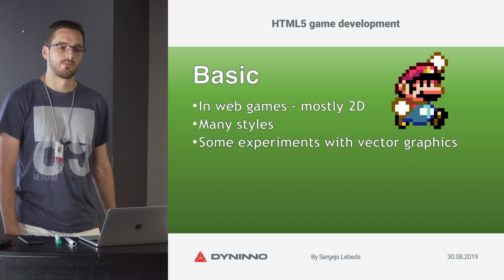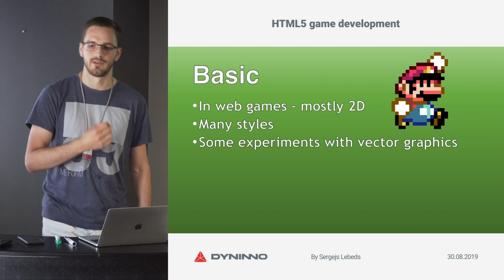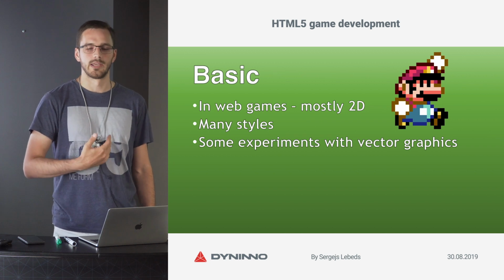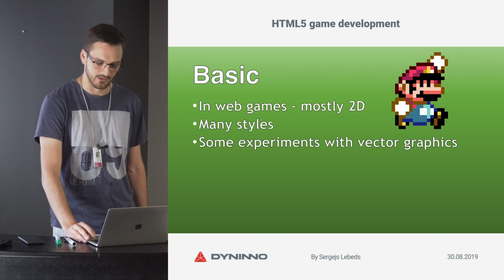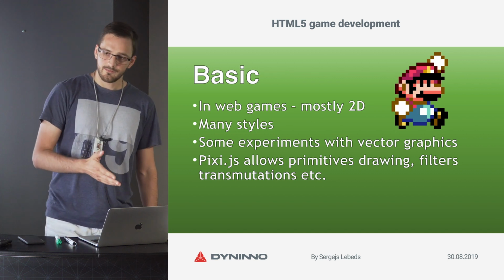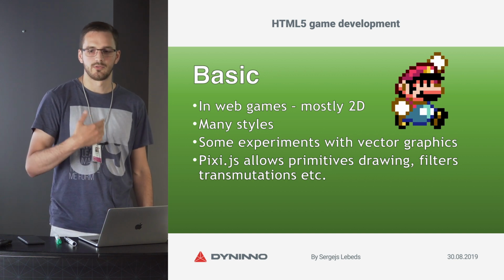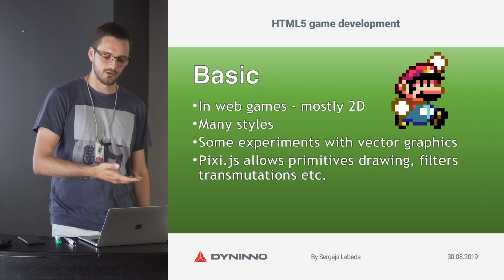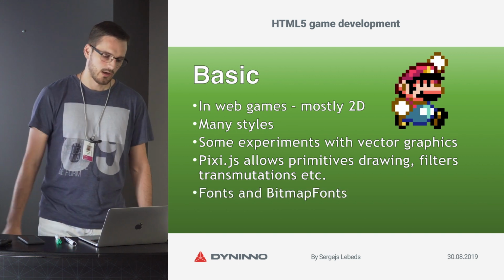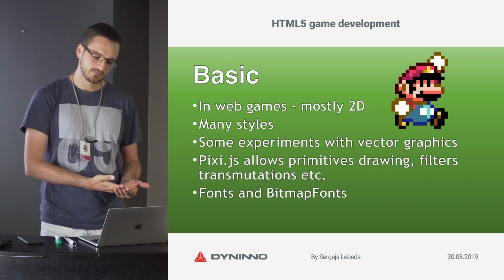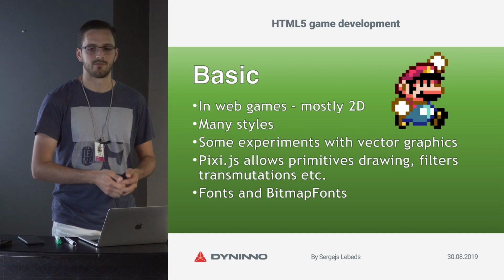On the market there are some experiments with vector graphics. And boy, do they fly. But at the cost of very expensive development, it is very hard to develop a game using only vector graphics. But maybe sometime in the future we will move towards that goal. Pixi.js, the rendering engine that I mentioned, allows you to draw primitives. It provides some filters and transformations that you may apply on your images. And there are some advantages of using this engine. Also, it allows you to style fonts and use any different fonts. And it has bitmap font support.